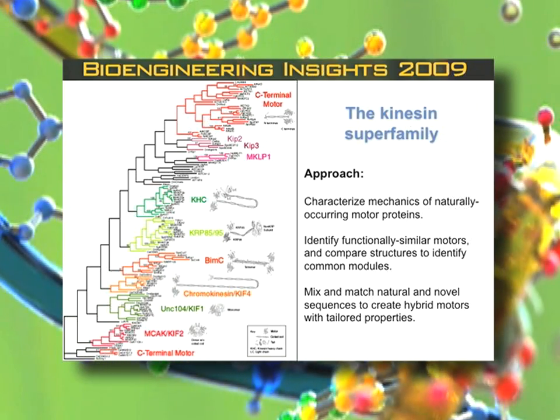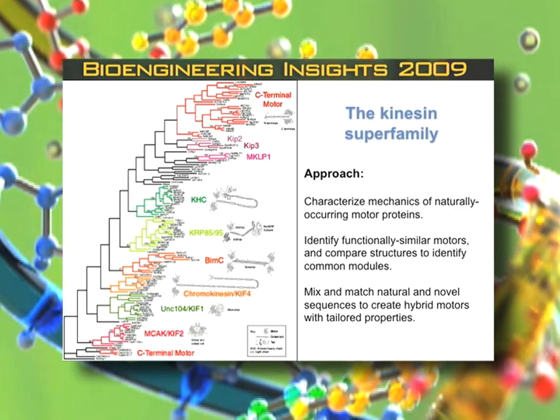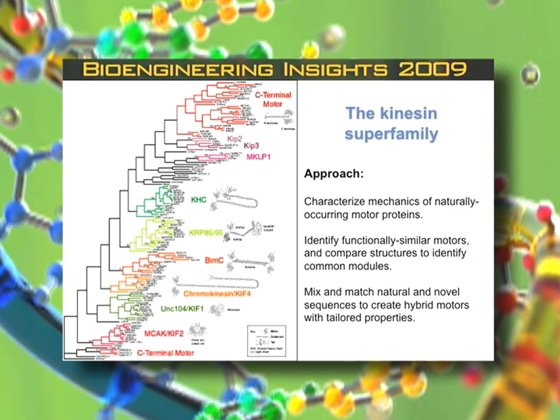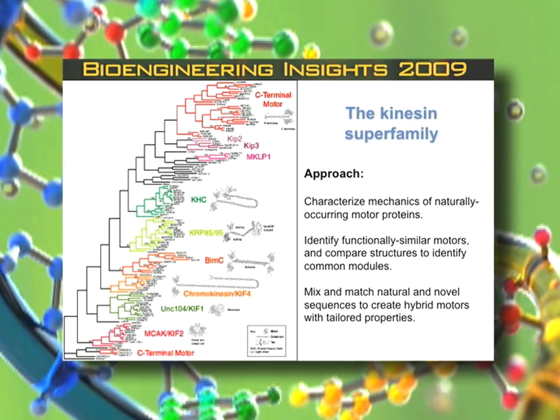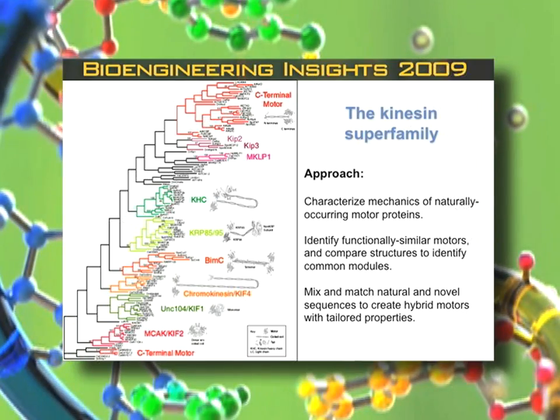There are over 50 kinesin genes that are essential in humans. There are far more if you start to include other organisms. We are interested in characterizing the mechanics of these naturally occurring proteins and then comparing structures, kind of mixing and matching novel sequences to create hybrid motors. I should say that most of these are not well understood and they're not characterized.